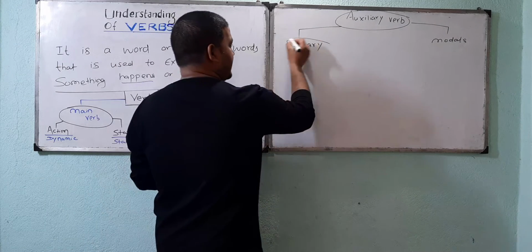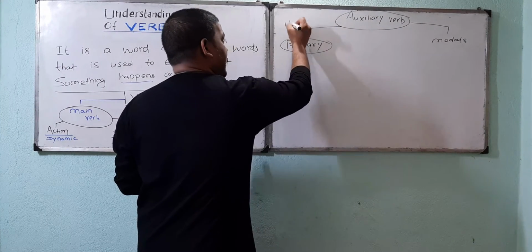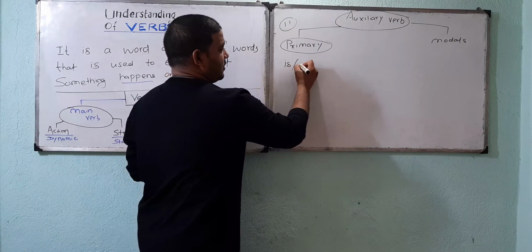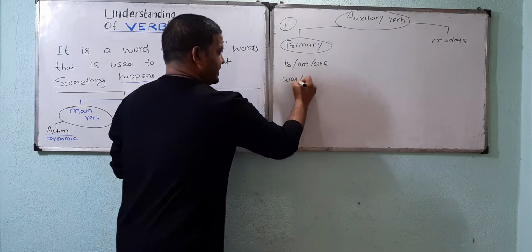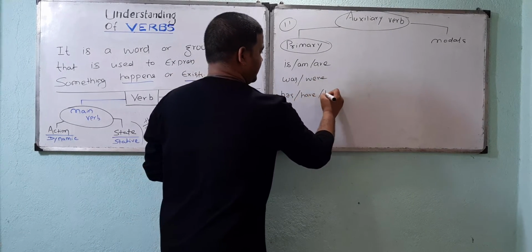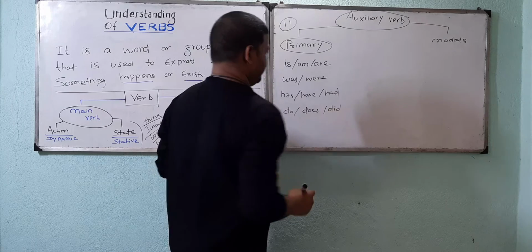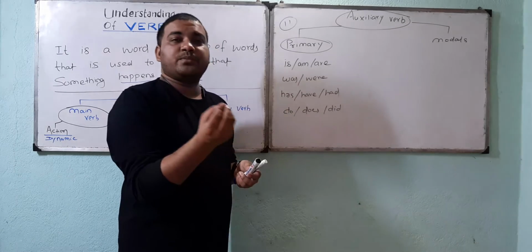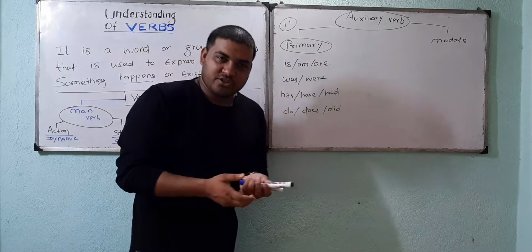So far as primary is concerned, guys, let me tell you, there are 11 primary verbs, and those are is, am, are, was, were, has, have, had, do, does, and did. Guys, these helping verbs are only used to help the main verb. They do not have their own meaning. They do not have their own expression.